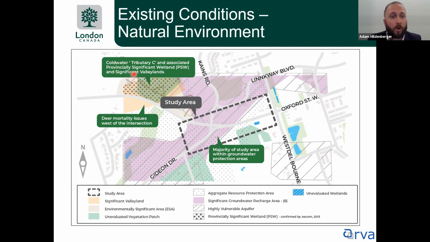That includes the cold water tributary, and associated provincially significant wetlands, commonly referred to as PSWs, and significant valley lands. You can see that up here to the northwest of the intersection. To give you some context, where my laser pointer is right here is the intersection of Oxford Street, Gideon Drive, and Kains Road. A majority of the study area is within groundwater protection areas. And there have been identified deer mortality issues west of the intersection on Oxford Street.